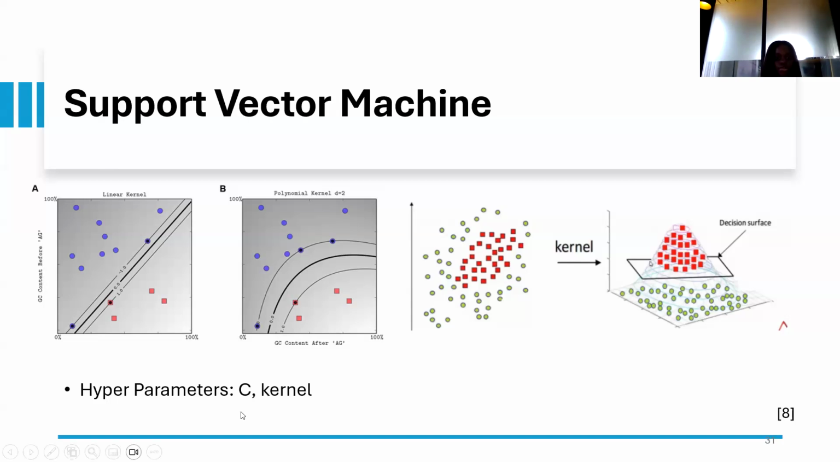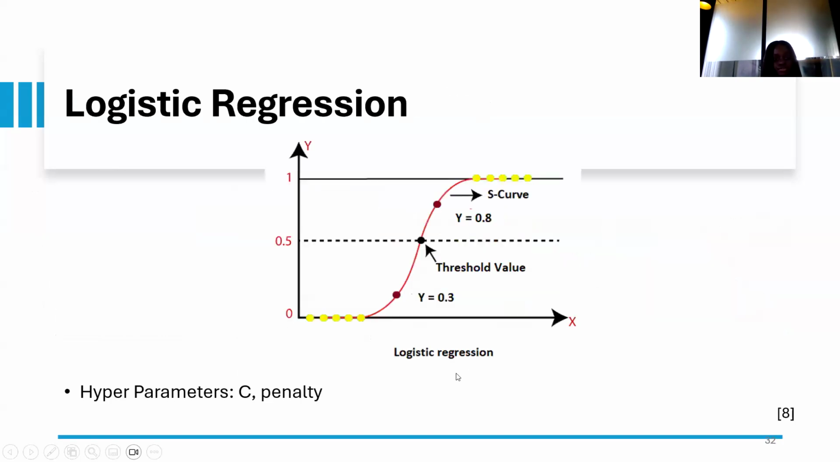Its hyperparameters are C and the kernel. So you can pick which kernel you want to use: the linear kernel, the polynomial kernel, or the Gaussian kernel. Going on, logistic regression. What logistic regression does is it maps all of the data onto this XY curve, and then it draws this sigmoidal curve, and then you have to pick the threshold value. For here they chose a threshold value of 0.5.